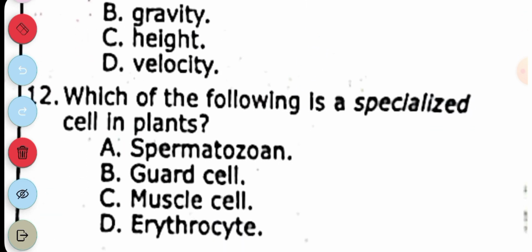Question 12. Which of the following is a specialized cell in plants? A. Spermatozoan, B. Guard cell, C. Muscle cell, D. Erythrocyte. And the answer to this is B. Guard cell.